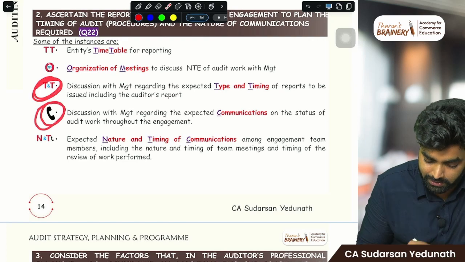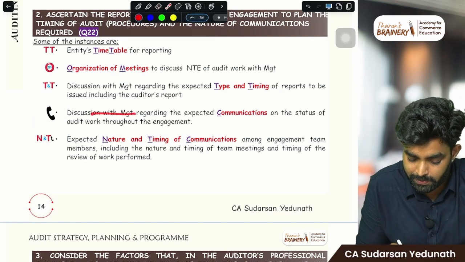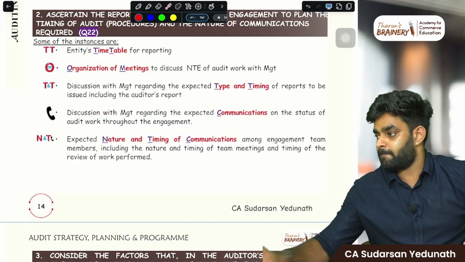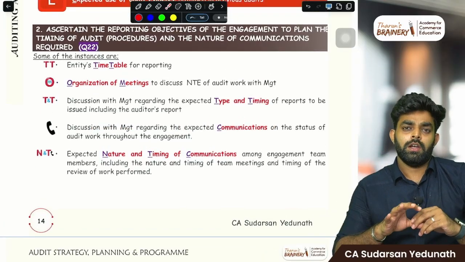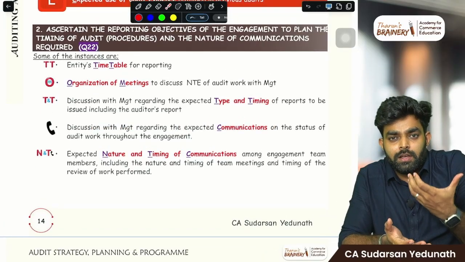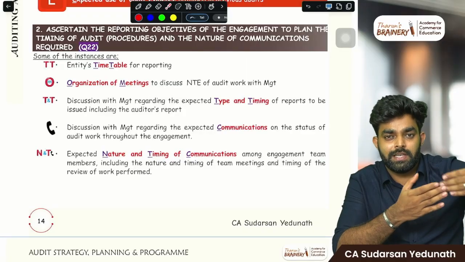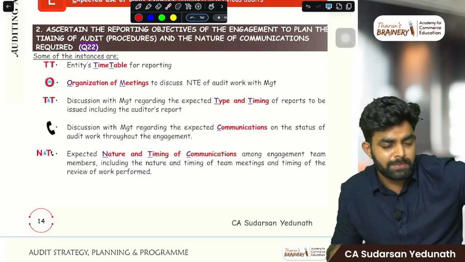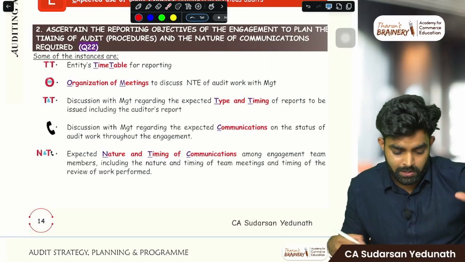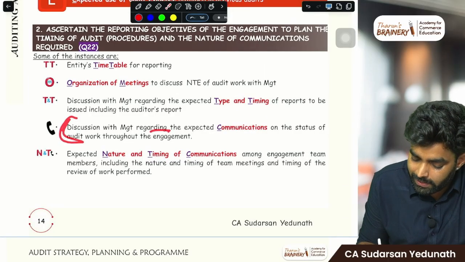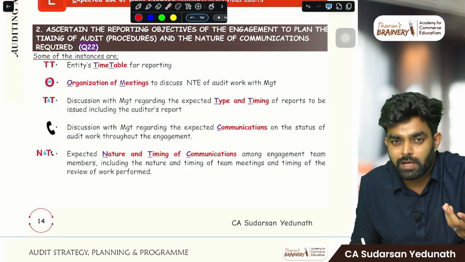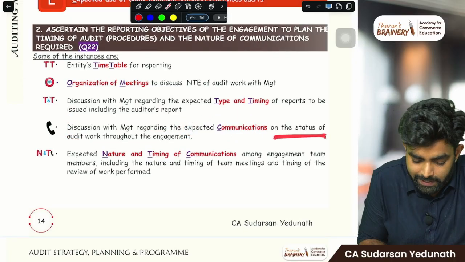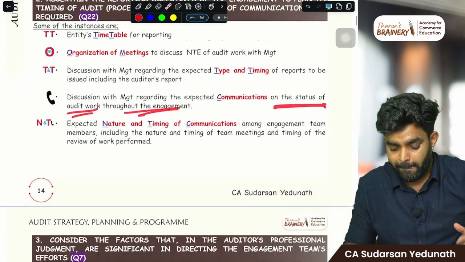Then this is communication. Discuss with the management regarding expected communication on the status of audit work. When you are auditing in a company, you need to update the management once in a while, like, okay, I have audited this much. The status of your work, you have to update them. This much we have completed. So discuss with the management regarding the expected communication. How are we planning to communicate? When are we planning to communicate? Discuss this with the management on the status of audit work throughout the engagement.